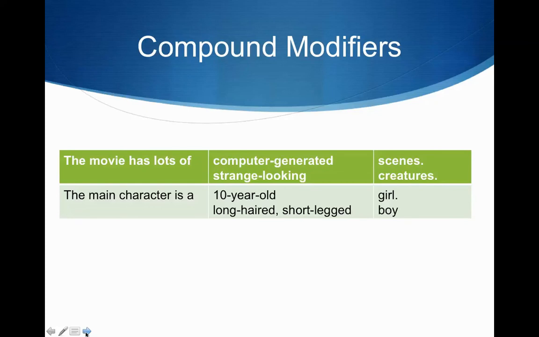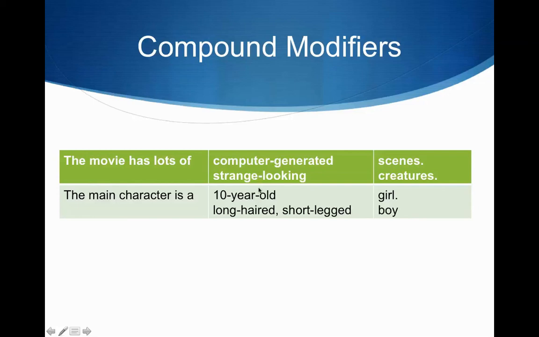Okay, and we have things called compound modifiers that we're going to be talking about later. And here are some examples. A 10-year-old girl, a long-haired, short-legged boy. And these compound modifiers have hyphens. These are called hyphens, this little bit here. And notice, we'll talk about this later, but because this is in fact a noun modifier, I don't use the plural. There's no S there, okay?